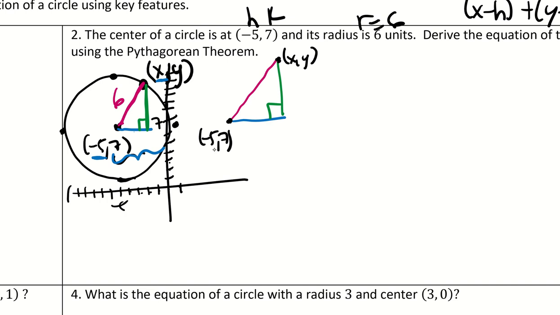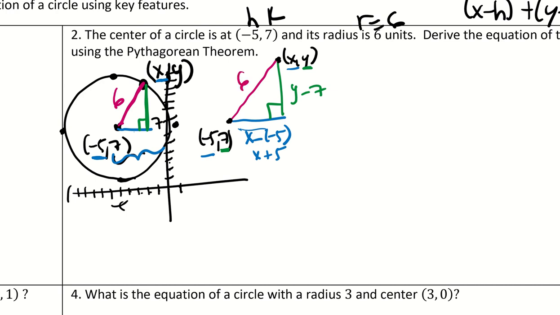Okay, so this blue distance is x minus -5. And the double negative turns into plus, so I'm going to change this into x plus 5, right? The green distance is the y distance, whatever the y value is, minus 7. Y minus 7. So for example, if the y value was 10, 10 minus 7 is 3, and so this green distance is 3, okay? You just subtract the two values. And then we know that the radius is 6.